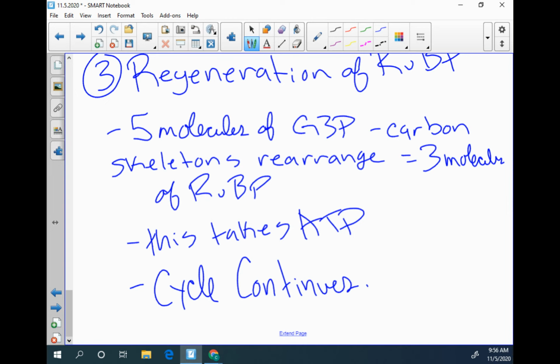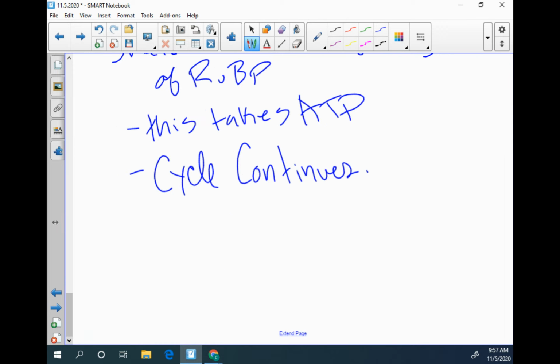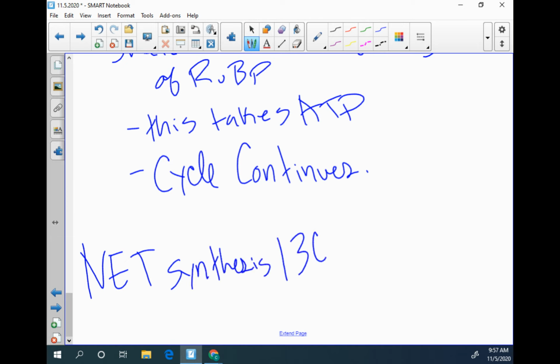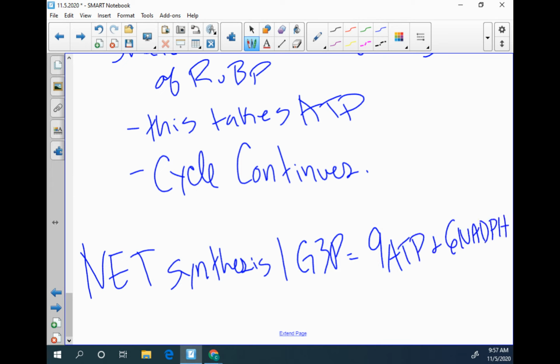And I'll draw this out too, so we actually have the cycle. We're going to talk our net production though. From the net synthesis of G3P, it costs 9 ATP and 6 NADPH.